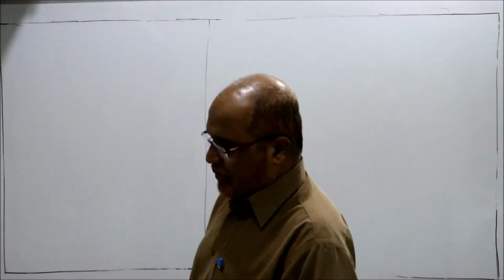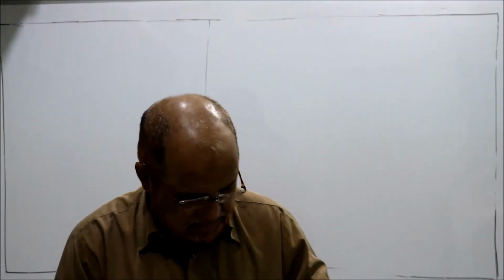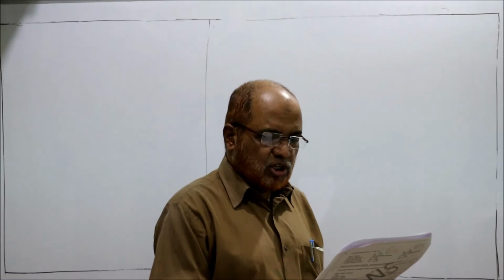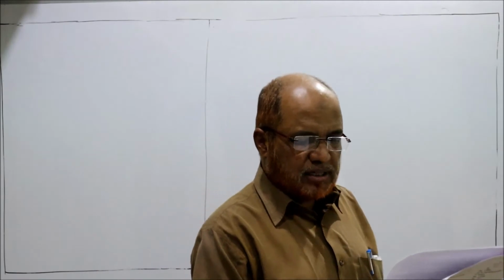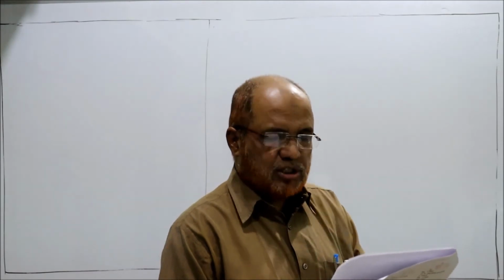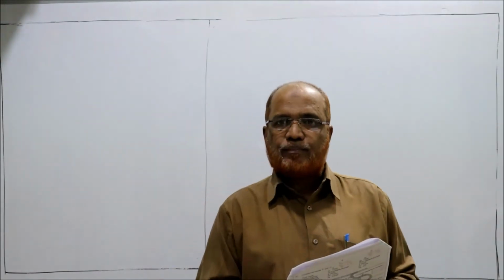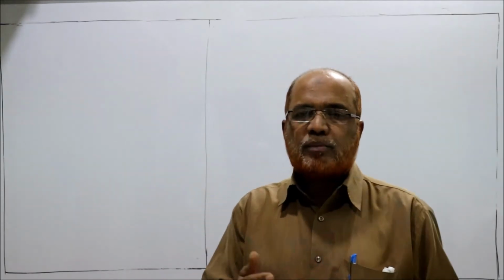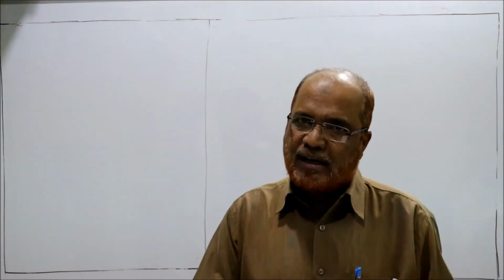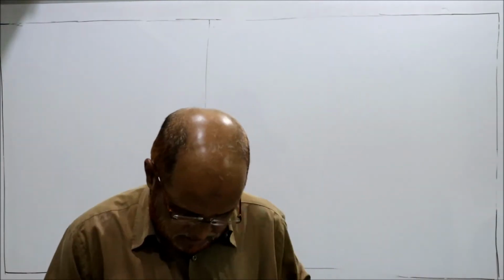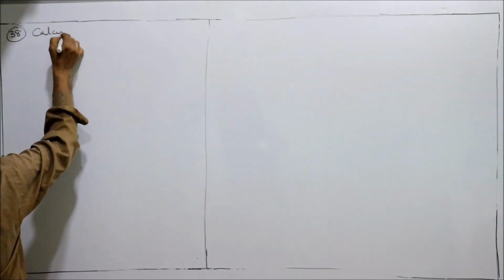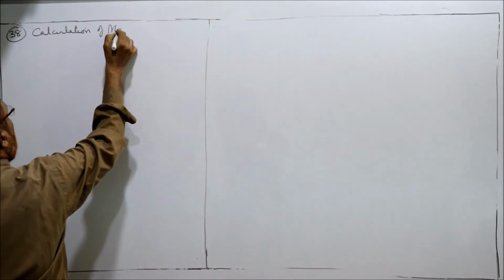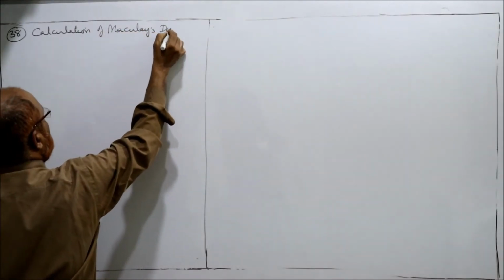Now see the next problem, that is problem number 38. Determine Macaulay's duration of a bond that has a face value of rupees 1000 and 8% annual coupon rate and 4 years until maturity. The bond's yield to maturity is 10%. What is the modified duration for this bond? This problem is also asked in examination, and we have done Macaulay's duration and modified Macaulay's duration in the previous 2-3 problems, right? Same way we calculate the 38th problem. Calculation of Macaulay's duration.